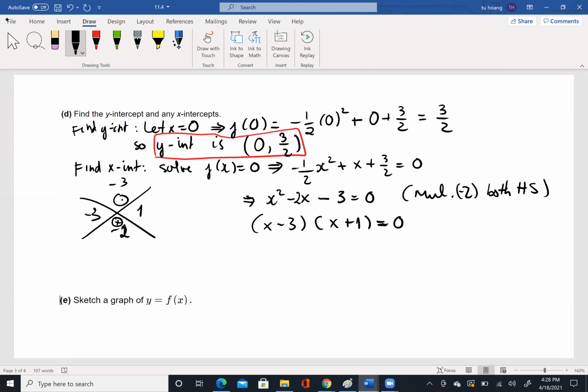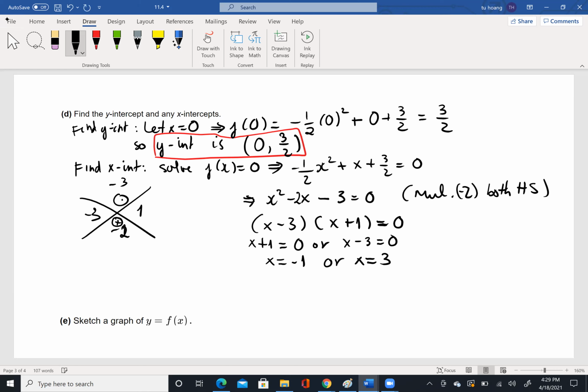So then you can use the zero product property. You have x plus 1 equal to 0, or x minus 3 equal to 0. And then you say x equal to -1 or x equal to 3 as the solution for f(x) equal to 0. So then we're gonna say the x-intercepts, actually you have to find the y value for each case in here.